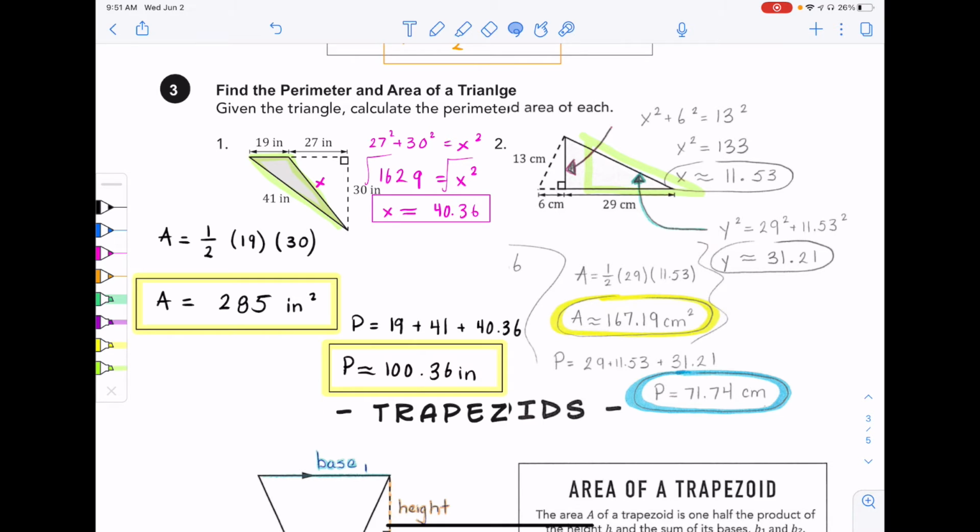So when I find the area, I end up with 167.19 square centimeters, and you can look over my work here if you did not get the same answer as me. And for the perimeter, I end up with 71.74.